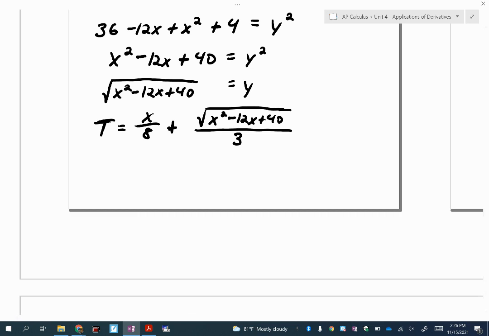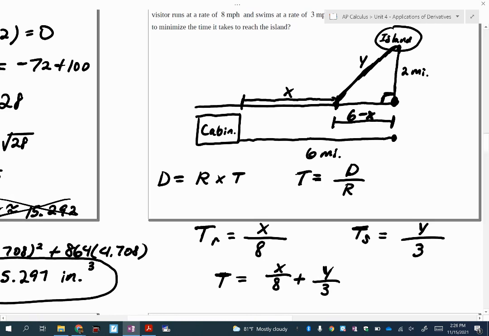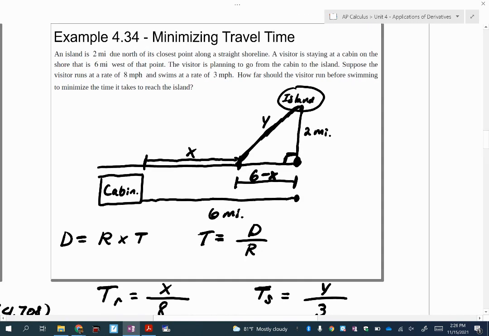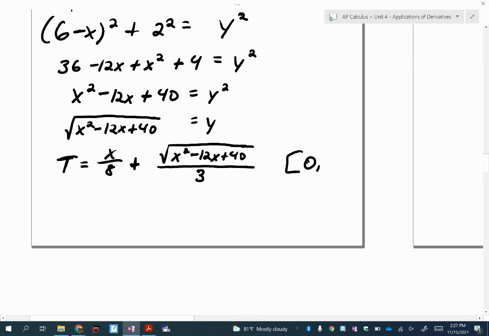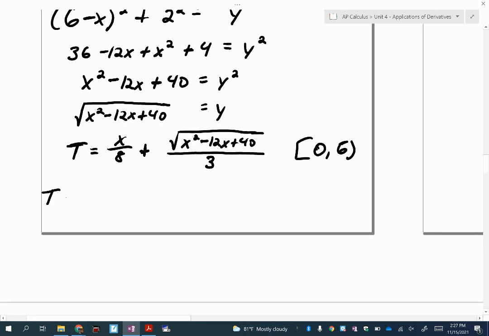Now, before I go into finding the critical points here, you want to think about what values you're going to be using for your x. So when I look at my drawing, you'll notice that the total distance in terms of x, that's for how far the visitor is running, cannot be more than 6 miles. So I'm looking for values between 0 and 6. So over the interval between 0 and 6. So I'm going to plug into this real quick. I'm going to plug in t of 0 and plug in t of 6. I'm actually going to use decimals to help me here because there's a lot of pieces going on. And then I'll use that last slide to find my critical points.